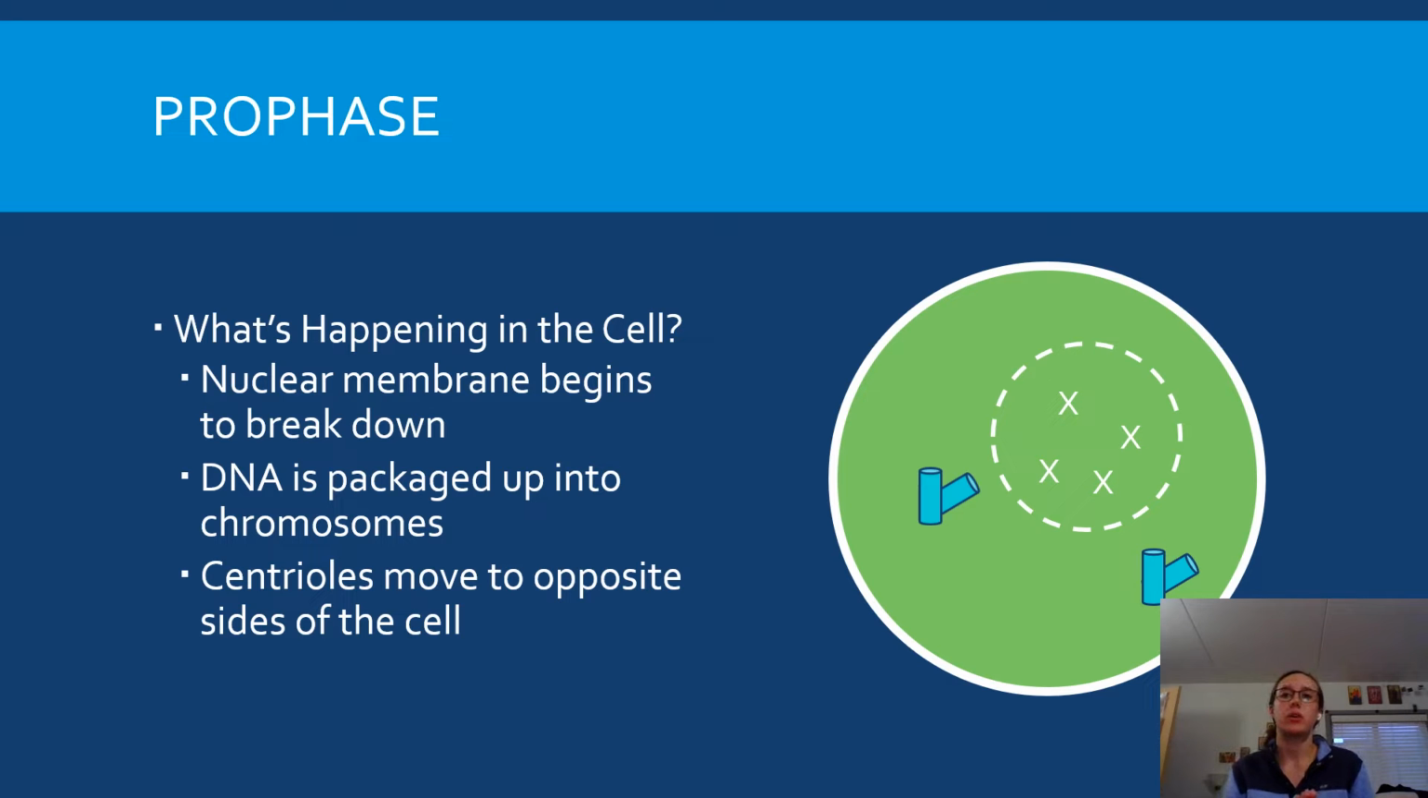Then the centrioles, which are these blue Y-shaped looking things on my screen here, are going to start to move towards opposite ends of the cell, and they're going to be important later on in moving stuff around in the cell and helping it to stay organized.